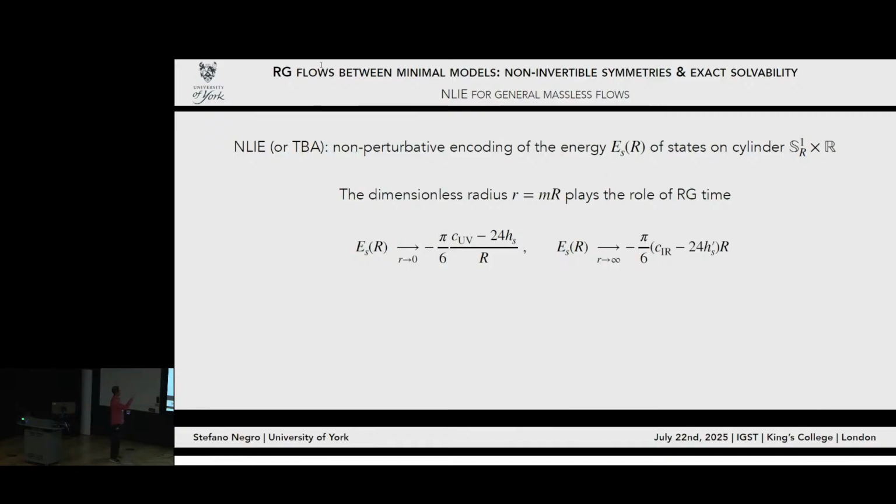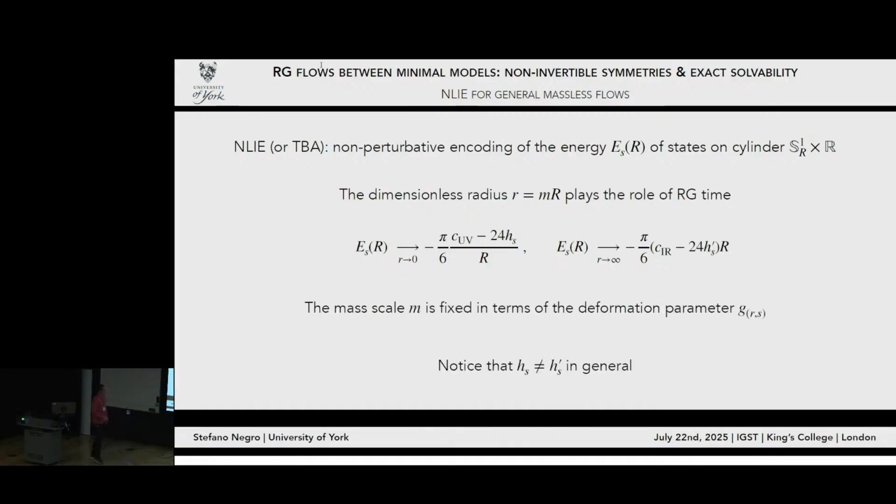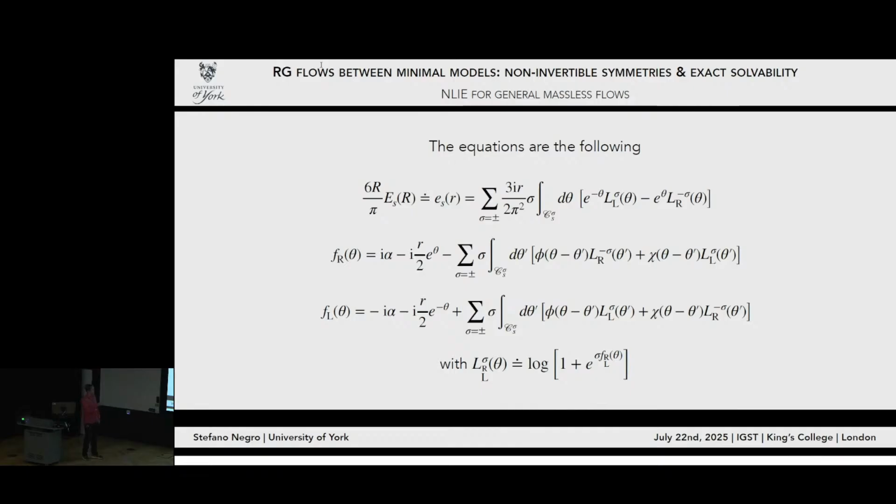But essentially, the idea, just to give you an idea of what an NLIE is, for those who don't know, the NLIE is a way to encode the dependence of the energy of a state on a cylinder on the radius. Now, we know that the energy in these cases should have this limiting behavior. In the UV, it should go to c_UV minus 24 h, where h tells you which is the perturbing field, and the same thing should happen in the IR. We fix the mass scale. Well, this is all technical, but essentially these are the equations.